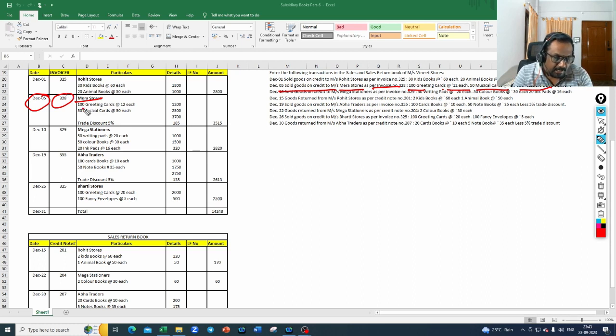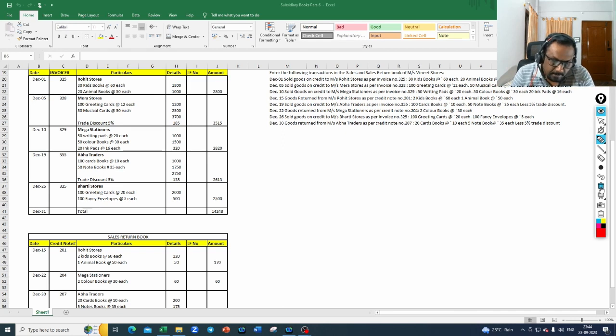Mera Stores, 100 greeting cards at 12 rupees each, 50 musical cards at 50 rupees each. 100 into 12, 1,200. 50 musical cards, 50 into 50, 2,500, total 3,700. So on that 5% trade discount is 185 rupees. If I deduct that, 3,515 is your net amount. So that has been recorded.